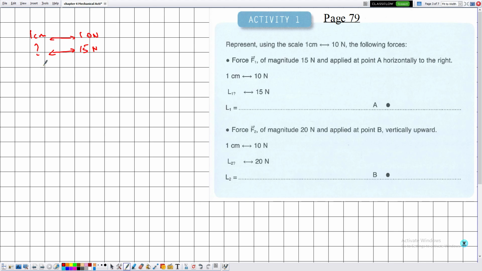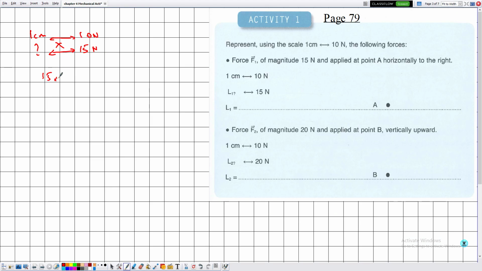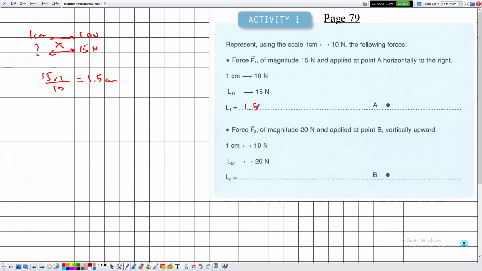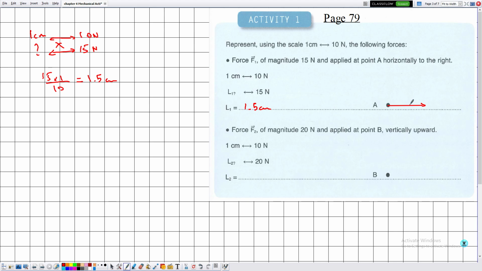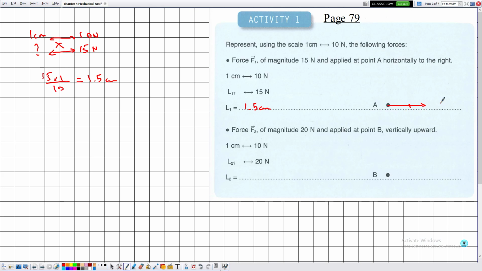Then its length is given by 1. If we cross multiply here, 15 multiplied by 1 divided by 10, this is equal to 1.5 centimeters. Why centimeters? Because this is under centimeters. So the length of this vector is given by 1.5 centimeters. Now we drag the ruler. So this is 1 centimeter and this is 0.5 centimeters. So this is the force F1 of magnitude 15 newtons and length 1.5 centimeters.